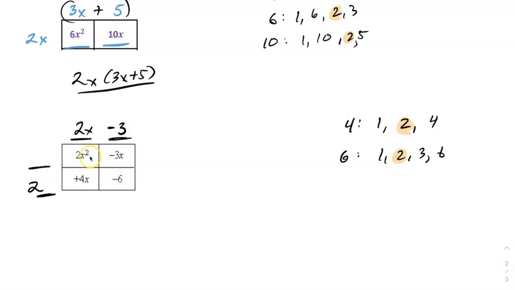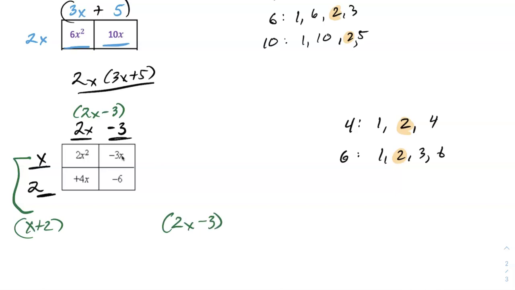And once I have that down, I just have to find this last one. And you can use any one of these you want. What times 2x gets me 2x squared? Or what times negative 3 gets me negative 3x? In both cases, that should be an x. Well, you factored it. This top side is 2x minus 3. And this side right here is x plus 2. So this is 2x minus 3 times x plus 2. Or if you want, you could write it the opposite way: x plus 2 times 2x minus 3. And that's the lesson.